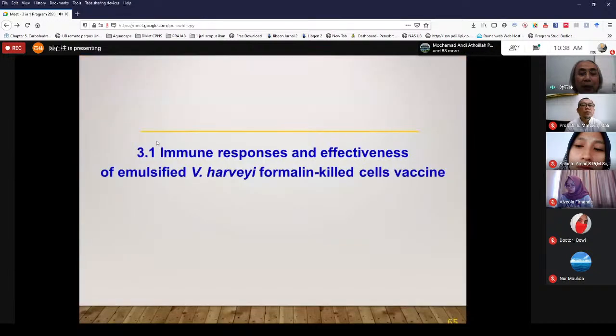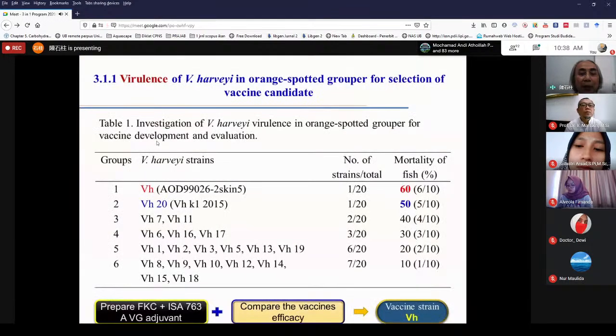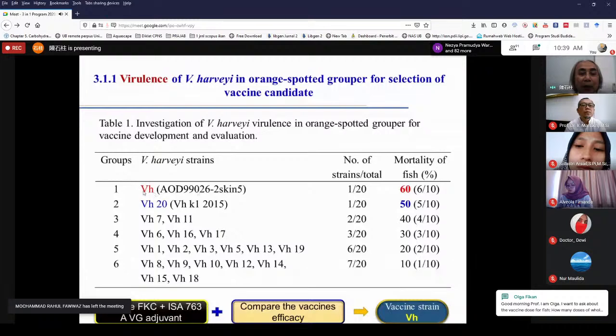Results and discussion, the first part: formalin-killed Vibrio harveyi in the grouper, for the selection of the vaccine candidate. So how to select? We have so many strains here, right? After that, we chose the VH as a vaccine candidate. Why? Because it has high mortality and high virulence. Also, it's a major type of the bacteria.